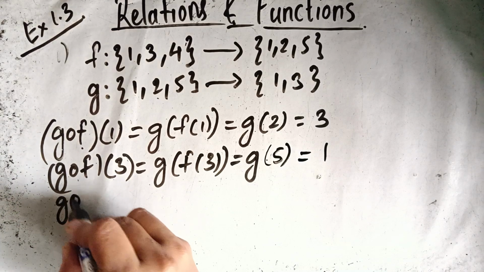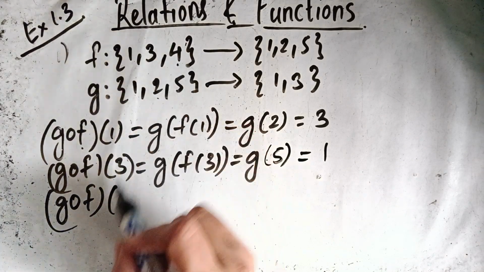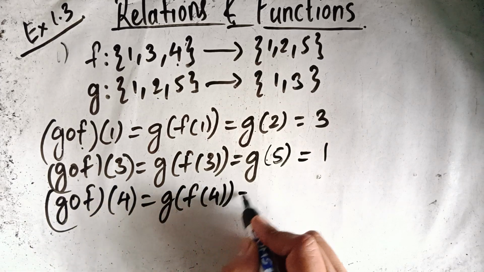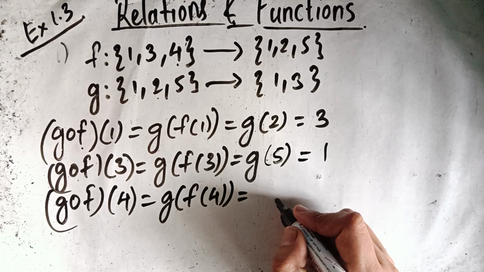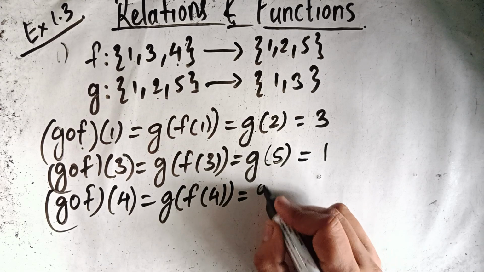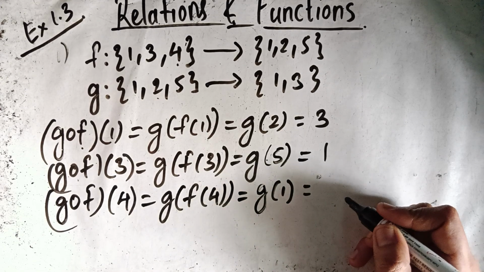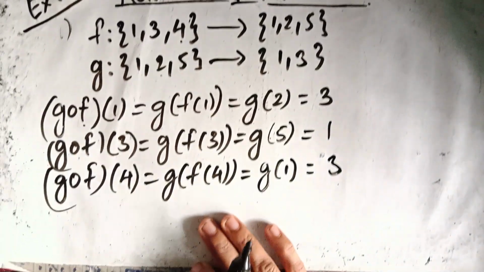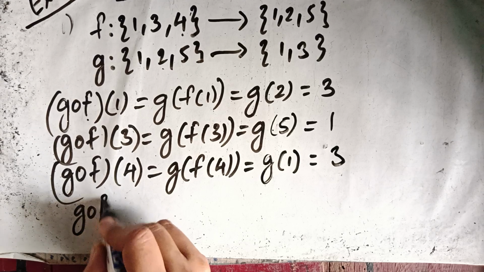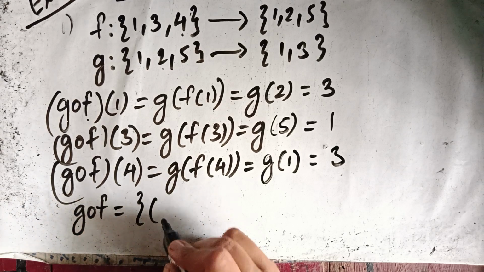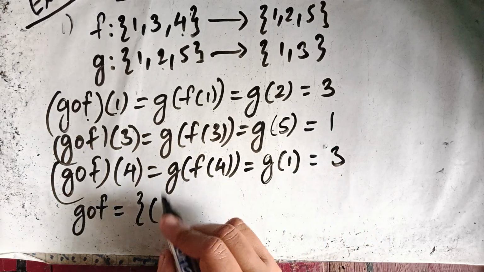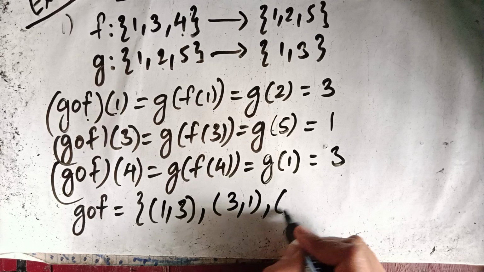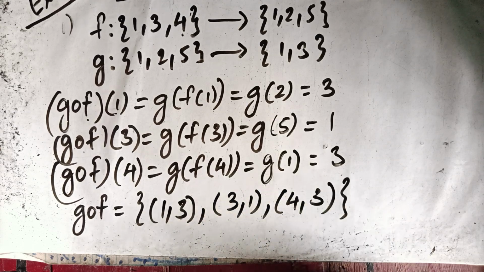Okay. g composite f of 4. So g of f of 4. f of 4 is given to be 1. So g of 1 is given as 3. Okay. So g composite f is the set {(1, 3), (3, 1), (4, 3)}. Okay.